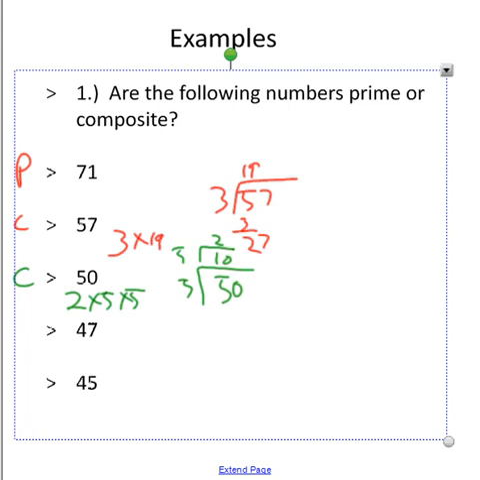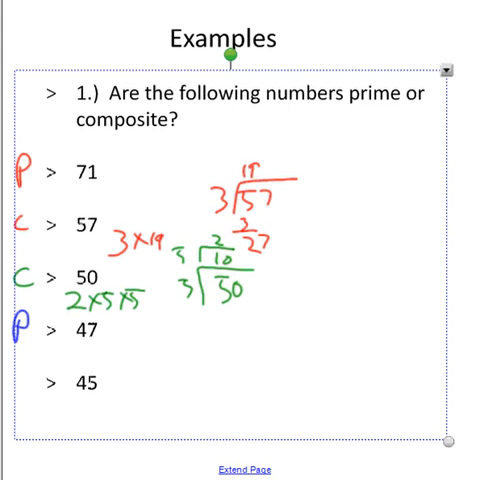I'm going to have you pause the video at this point and work on number 47. And then come back and we'll work on 47 here. We try to divide 47 by 2. No, it's not divisible by 2. By 3, how about 7, 9, 11, as we go through all of those, I think with a little bit of work, you're going to find that it is a prime number.